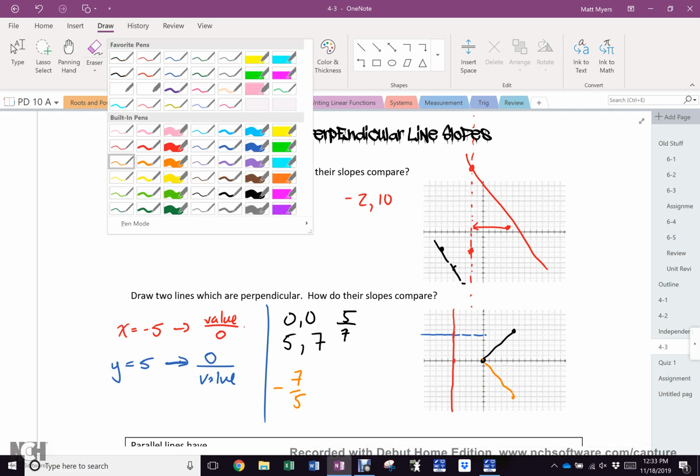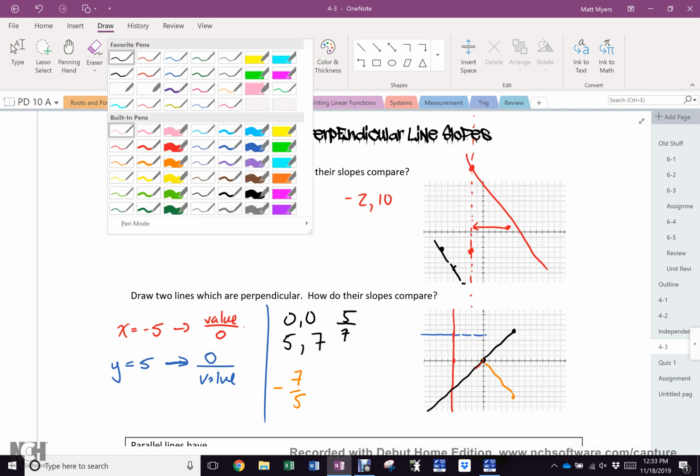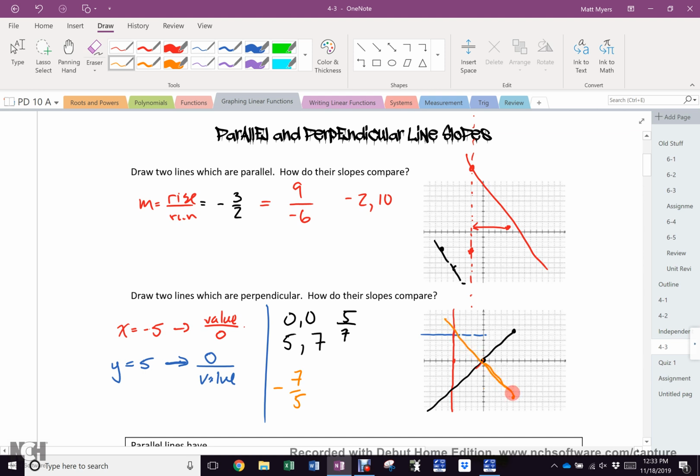Now what do we know about the black line? Will it continue this way? Will it continue this way? Will the orange line continue this way? Yes. And now what do we have right there? It's a right angle. Right? Because this was 7, yes? And what's this? Okay. Everybody agree? Yes. All right. And we're good. Because we have now shown that they must reciprocate and change signs.